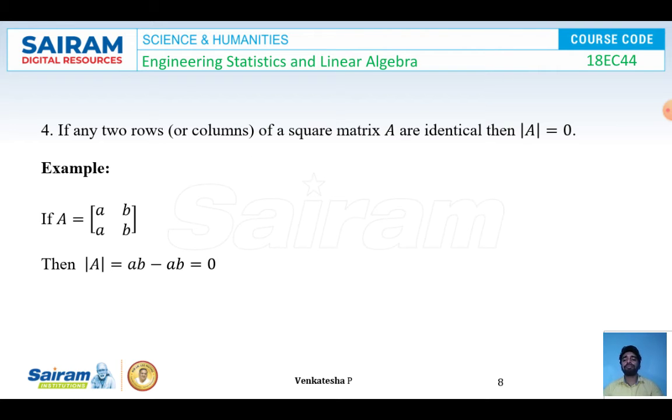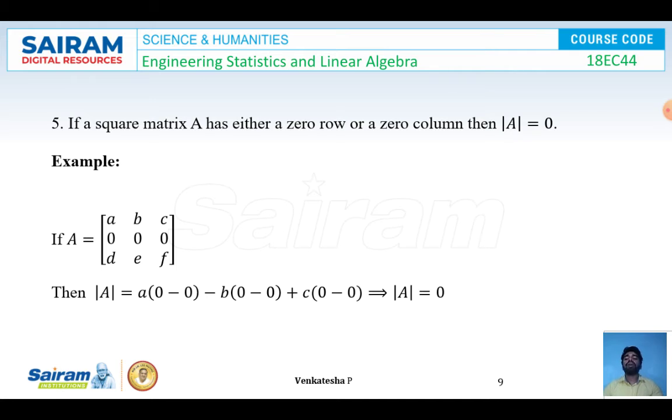Property number 4: if any two rows or columns of a square matrix are identical, then its determinant will be equal to 0. So I'm taking a matrix A of order 2 having the same rows, for example A is equal to [a b; a b]. After expanding this determinant, I'll be getting ab minus ab. I got the answer 0.